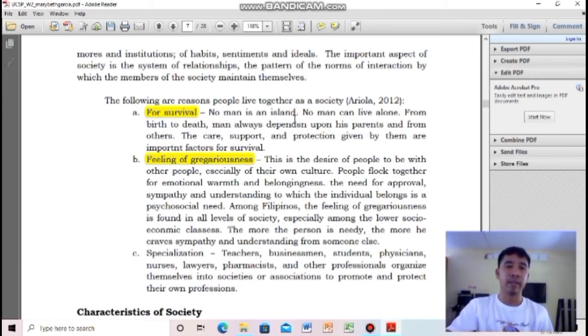Okay. Next, or the second reason, is the feeling of gregariousness. Gregarious, busilingon is the desire of wanting to live with other people or to be in companion with other people. Kung baga kagustuhan naton nga makig-upod sa iban nga tawo or ang makipaghalubilo sa iban nga tawo, especially of their own culture. People flock together for emotional warmth and belongingness.